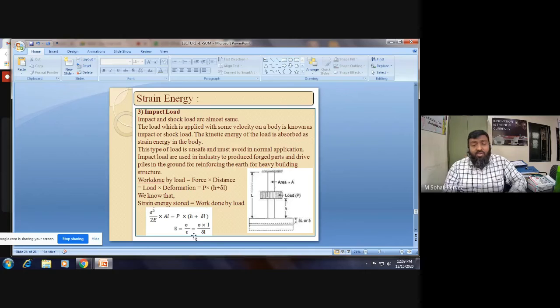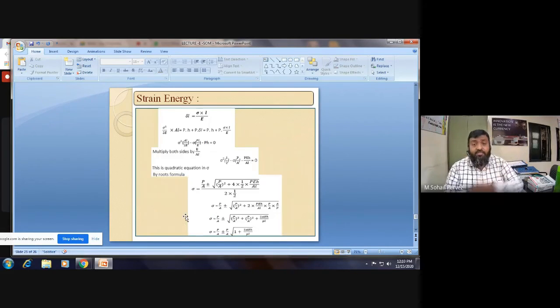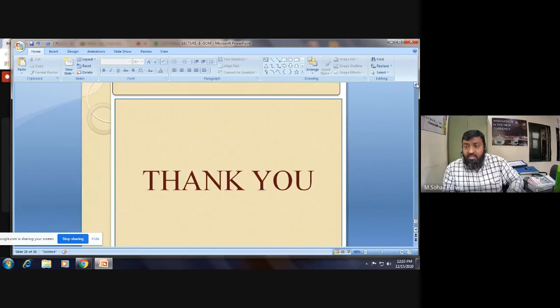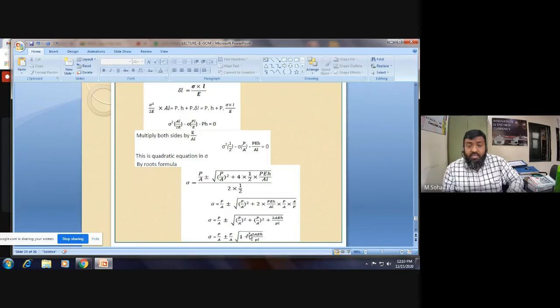You again go on shifting and substituting the values. See, Young's modulus is equal to stress upon strain. So again, strain means what? Change in length upon original length. Now you please substitute the value and you will be getting the answer. So this is basically a quadratic equation. And what I feel is that you should concentrate on this aspect only. That is, stress is equal to load upon area plus minus load upon area under root of 1 plus twice AEH upon PL. This is the final equation.